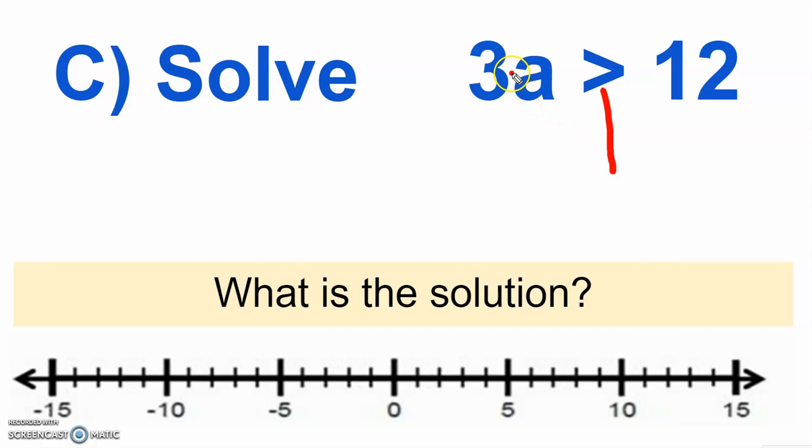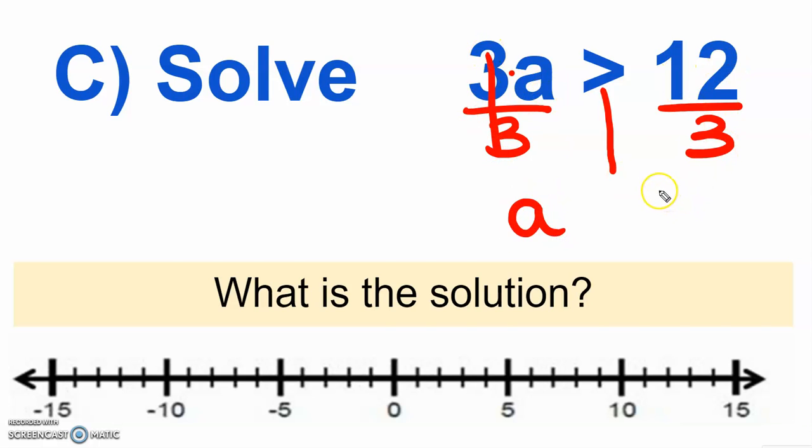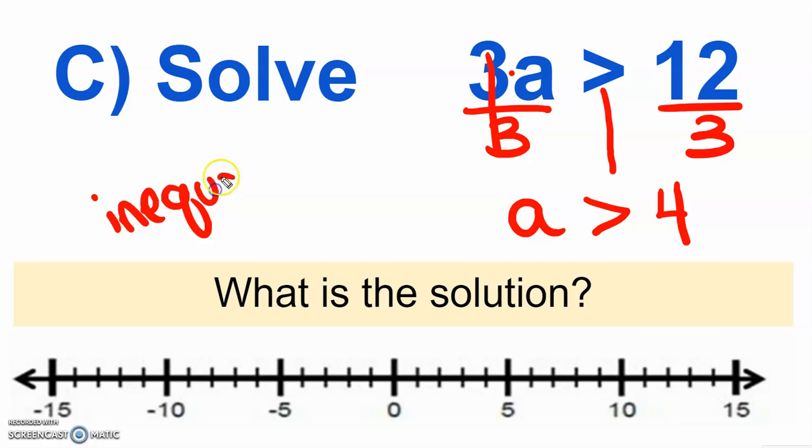I have to get rid of times 3, so what do we do? Divide by 3 on both sides. Now this side gives me my 1a like I want, which is a. This side gives me 4, and I bring down the sign. But wait a second, this doesn't look like the other ones we solved. Problems A and B were equations, so they had equal signs in the middle. This one has a greater than sign in the middle, so it is called an inequality.